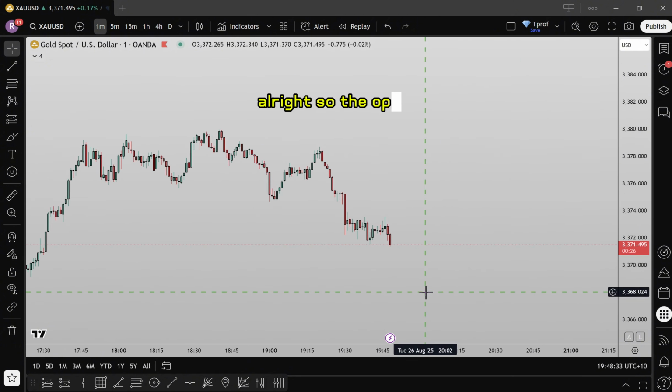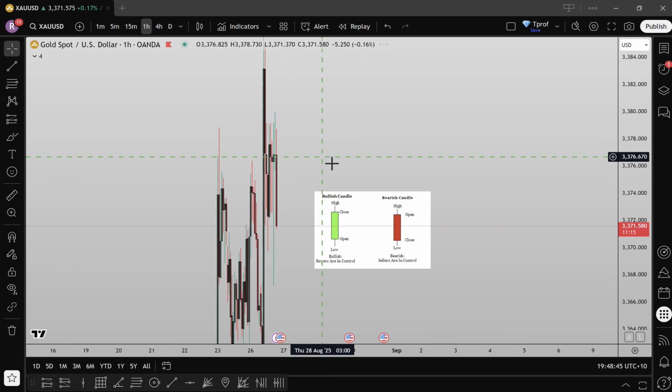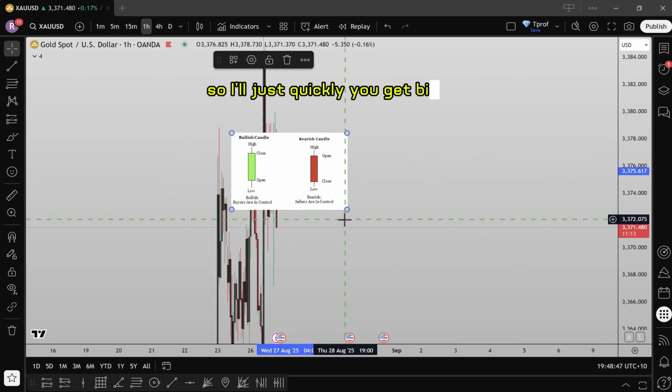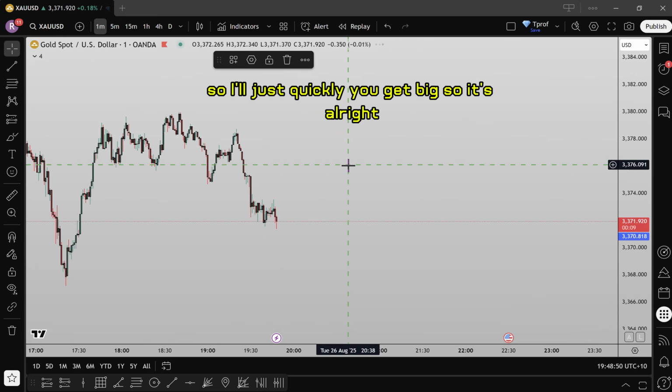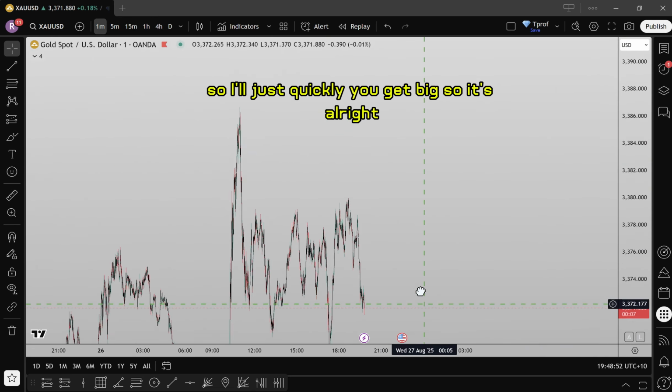People get caught, right? So the open, high, low, and close are the 4 key data points with each candle. Now I think I minimized that picture so I can't find it anywhere. But take a screenshot of this one up here. So I'll just quickly make it big. Take a quick screenshot if it might help.